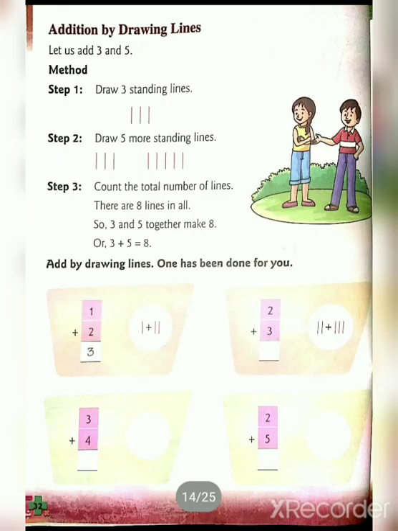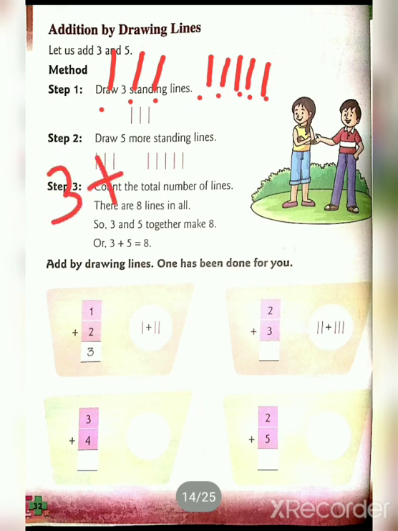Here another example is given. Let us add 3 and 5. For this, first you have to draw 3 standing lines. 1, 2, 3. After that, again you have to draw 5 more standing lines. 1, 2, 3, 4, 5. Now count the total number of lines. 1, 2, 3, 4, 5, 6, 7, 8. So 3 plus 5 is equal to 8.